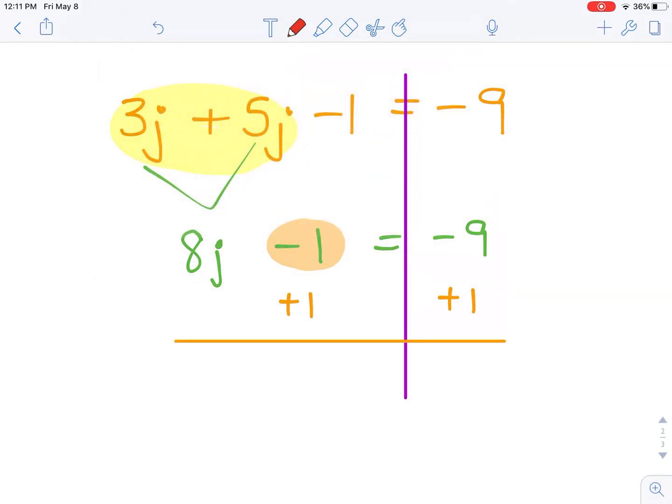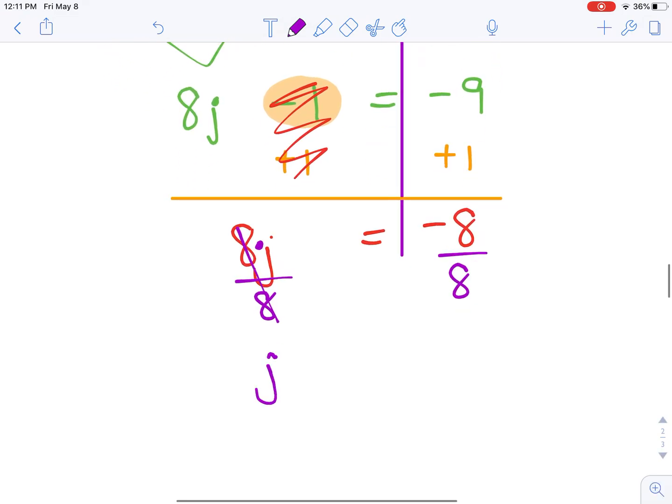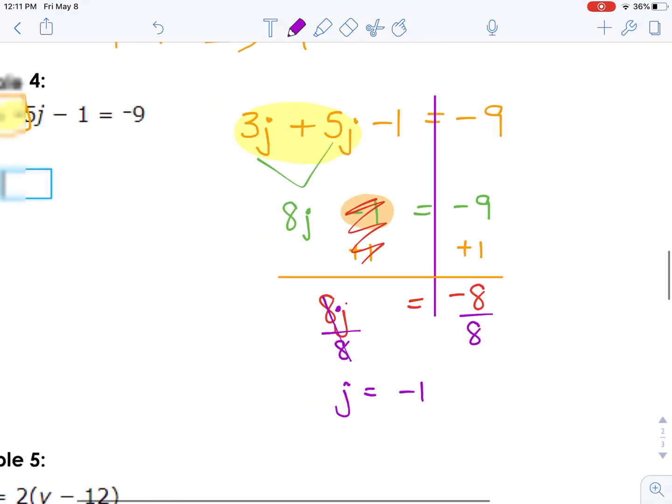So we are going to have 8j. The 1's cancel, and negative 9 plus 1 is negative 8. To undo multiplication, we are going to divide. So divide both sides by 8, and j equals negative 1.